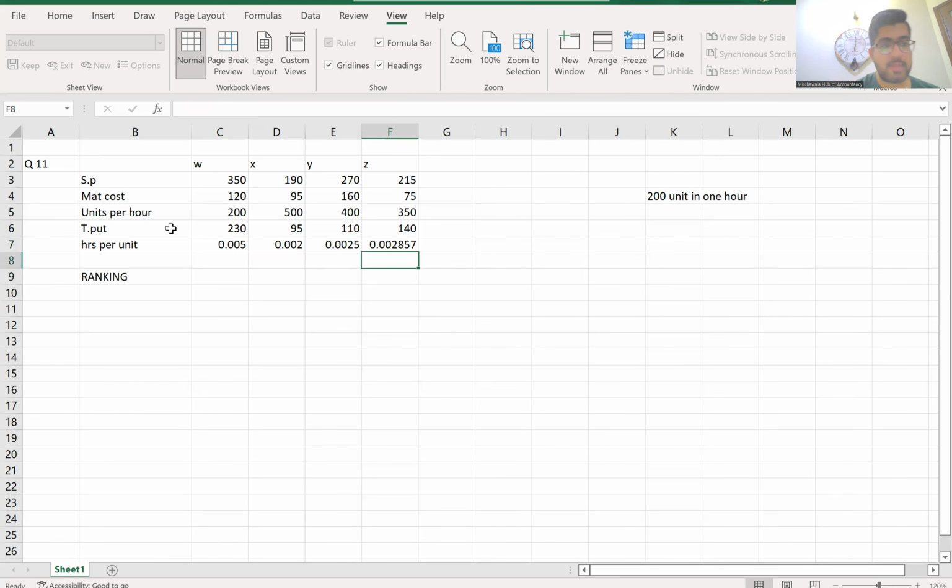So you have the selling price, you have the material cost, you deduct it to get throughput, and then you don't need how many units are made in 1 hour, you need how many hours each unit takes. You have that, so you have throughput and you have hours. Now you can get throughput per limiting factor, also called throughput per hour. Okay, you have the throughput in cell C6 divided by hours, C7.